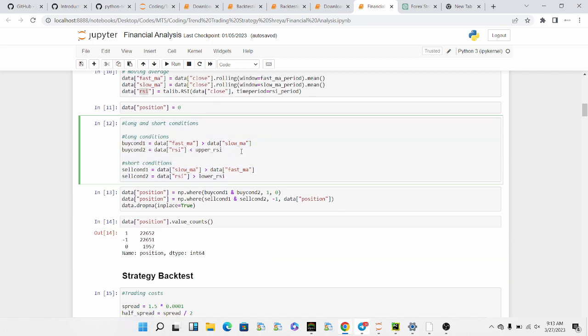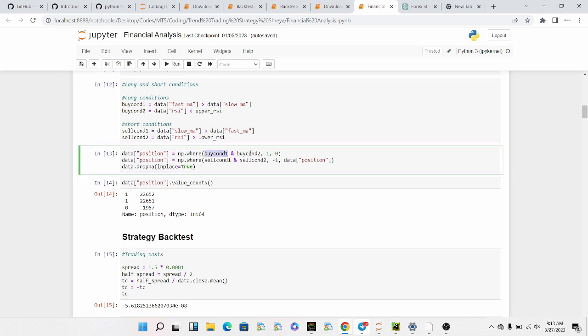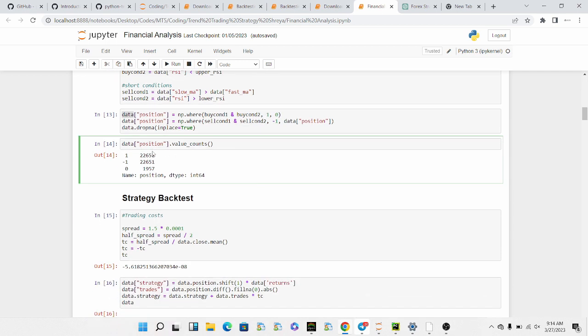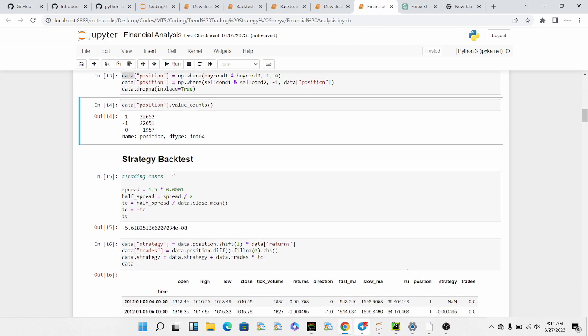It's a very simple strategy. Then we added these conditions to our position section. Viewing our position section, you can see that we were in a buy position 22,652 times, in a short position 22,651 times, and in a neutral position 1,957 times.